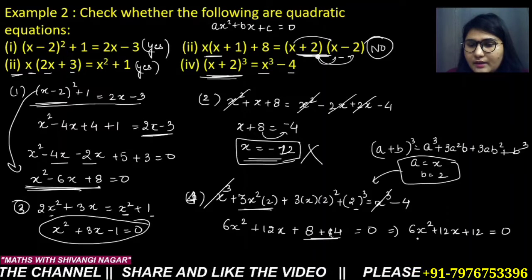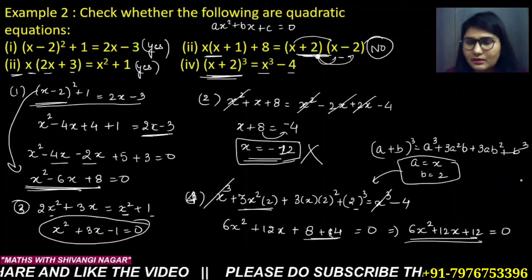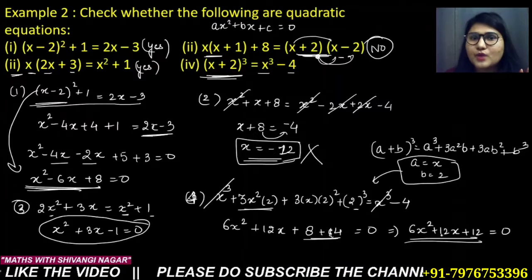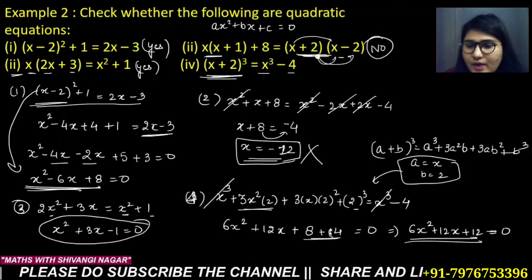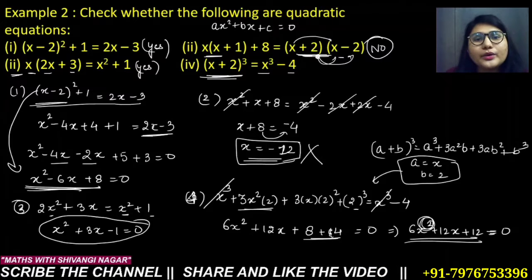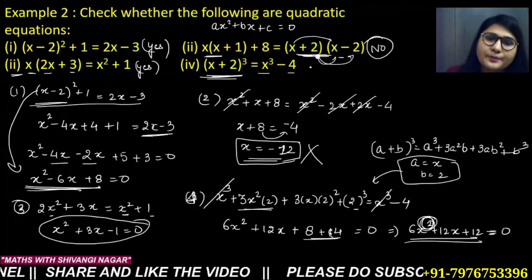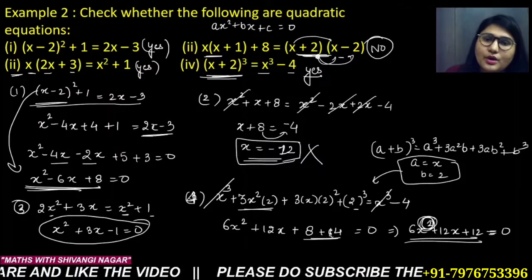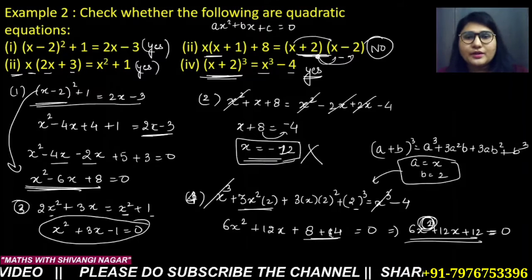Now if you see here, you can take out the common 6 from all these three terms, but let it remain here because we just have to answer whether it's a quadratic or not. So if you clearly see here, you have the equal to sign and the highest power of the variable x is 2 here. So yes, the fourth one is also your quadratic equation.